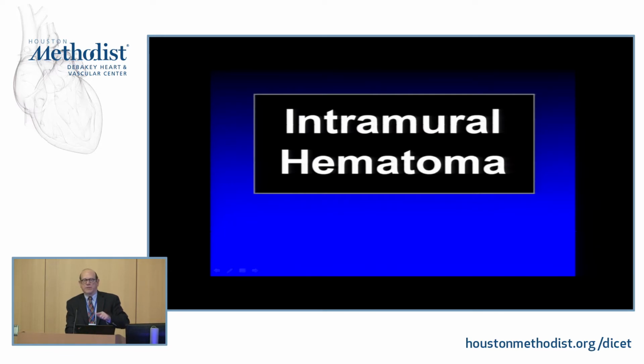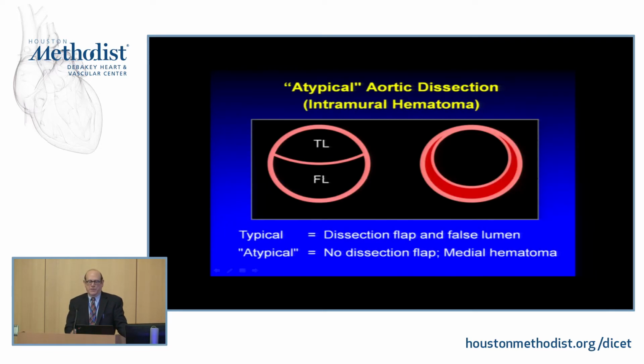Now, a variant or an atypical aortic dissection that is often termed intramural hematoma differs from classic dissection, in which a dissection flap separates true and false lumen. There is no true and false lumen in this instance. The media contains hemorrhage from one of two mechanisms. Notice that the lumen is normal.